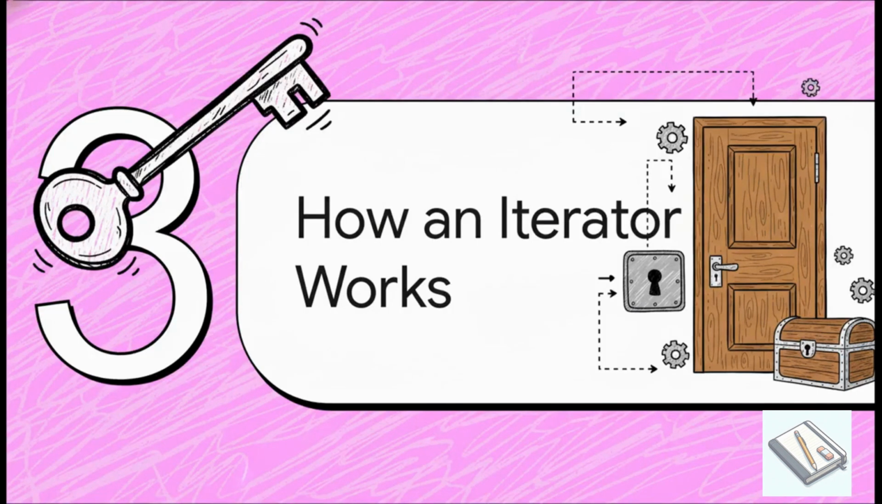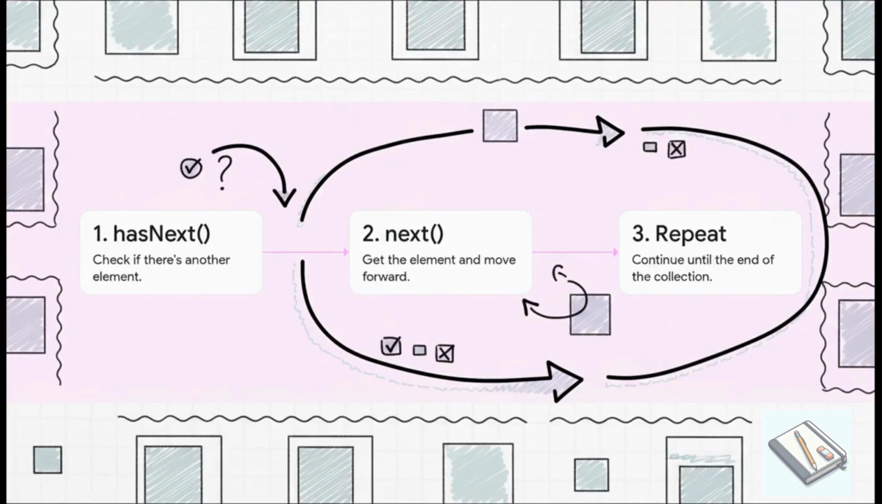Okay, so we've got our key. Now what? How do we actually use it to open the door and see what's inside? Let's break down the mechanics, because it's super simple. The pattern is honestly beautiful in its simplicity, and it's always the same. It's a two-step dance. First, you ask the iterator, hey, is there anything else in there, using hasNext(). If it says yep, then you say, awesome, give it to me, using next(). You just repeat that little check-then-get process over and over until you've gone through everything.